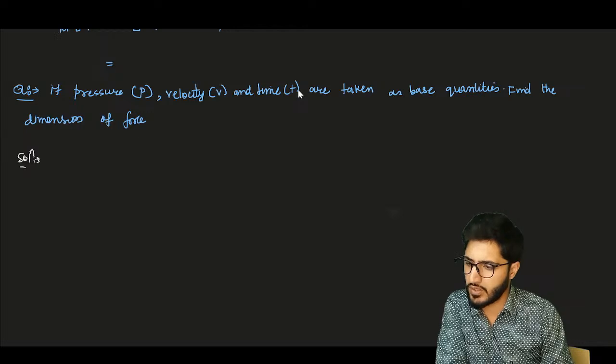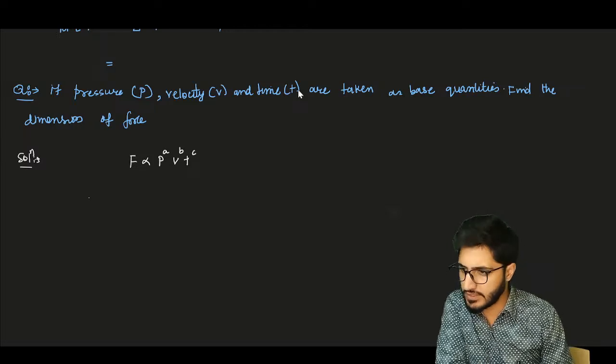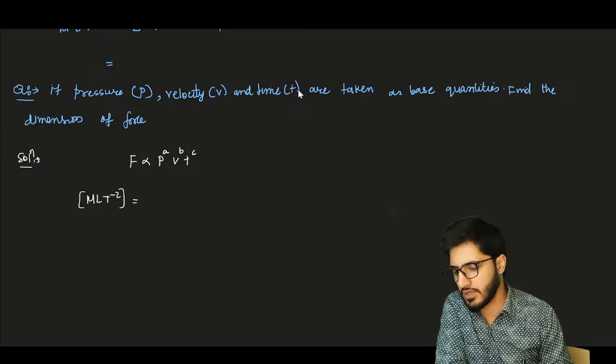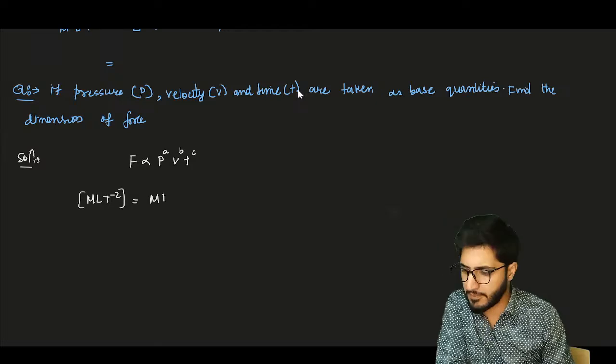But how can we do it now? It states that force depends on pressure by A times, velocity by B times, and time by C times. My force is MLT^-2, equal to pressure, which is ML^-1T^-2, to the power A.